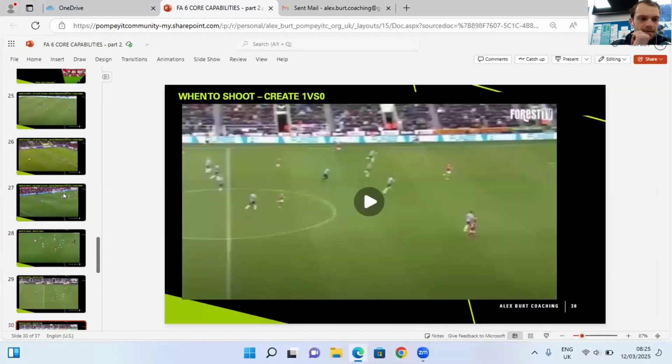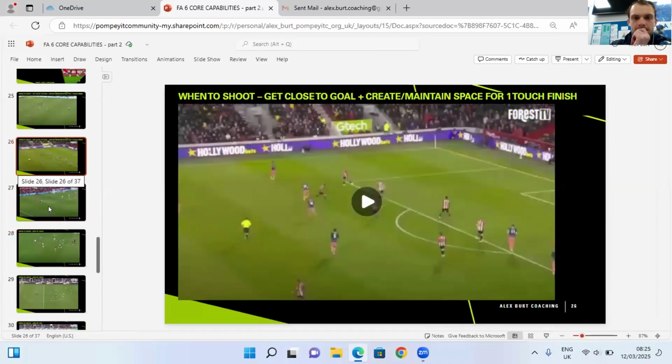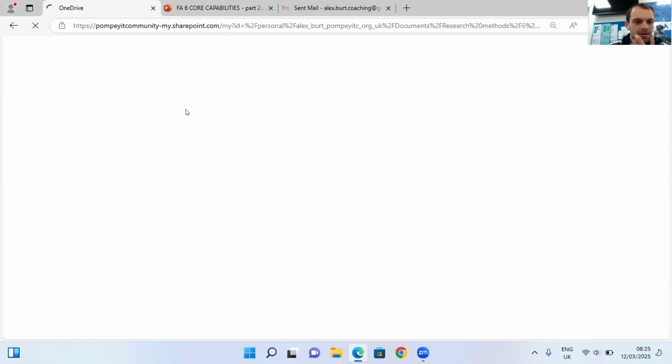Let's try and see here. Okay, and here is another one. Another example of him timing his movement, creating a space for him to shoot. I can't quite let it load up on this occasion. Let's take a look at the videos on here instead.